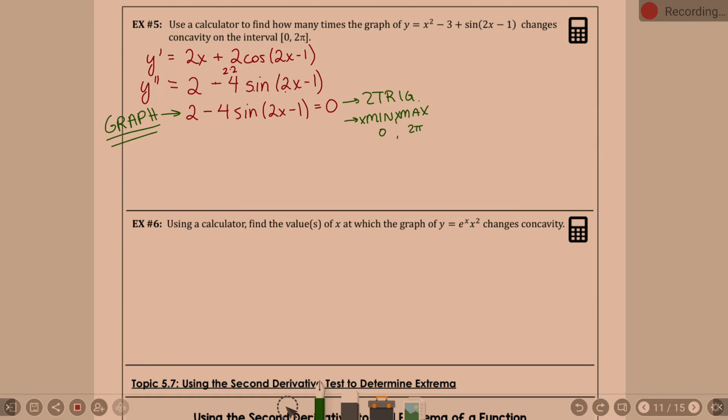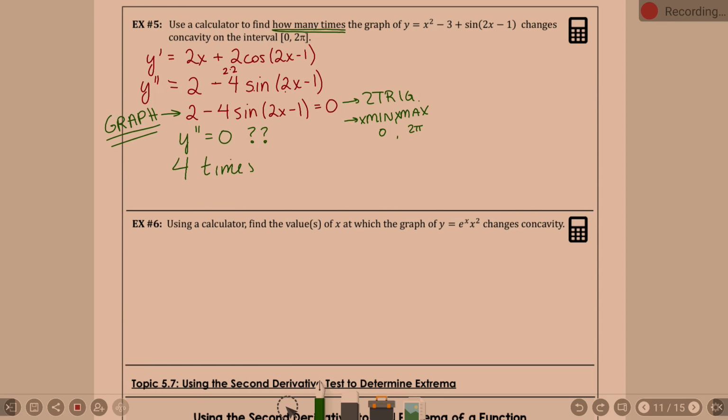Okay. How do we answer this question? Use a calculator to find how many times the graph changes concavity. What did we just graph? We just graphed the second derivative, yes? So we're looking at how many times the second derivative equals 0 and changes sign. And that is how many times? 4 times.